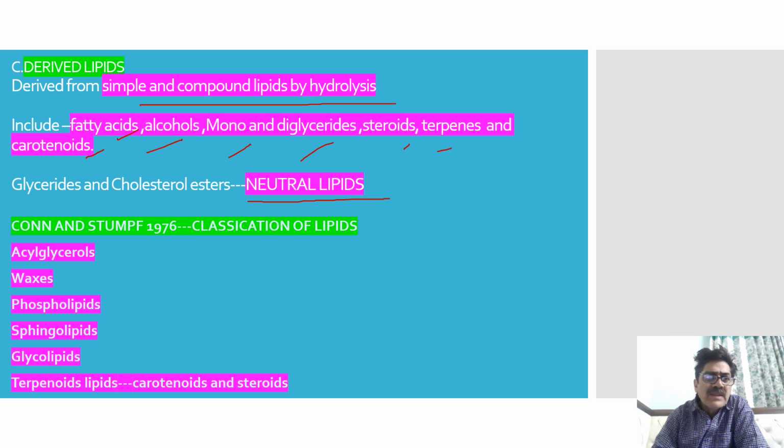Now Corn and Stumpf, two biochemists, gave another classification of lipids in 1976. They simply grouped lipids into certain classes. They said lipids could be grouped in the following classes: acylglycerols, waxes, phospholipids, sphingolipids, glycolipids, and terpenoid lipids. That includes carotenoids and steroids.